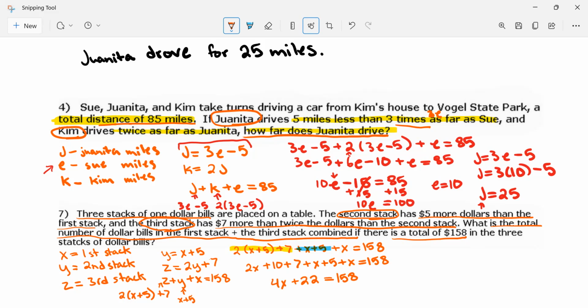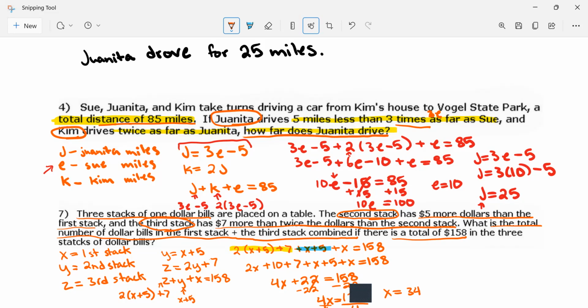We subtract 22 from both sides to cancel it out. And we get 4x equals 136. We divide by 4 on both sides so we can cancel it out. And that's going to be x equals 34.